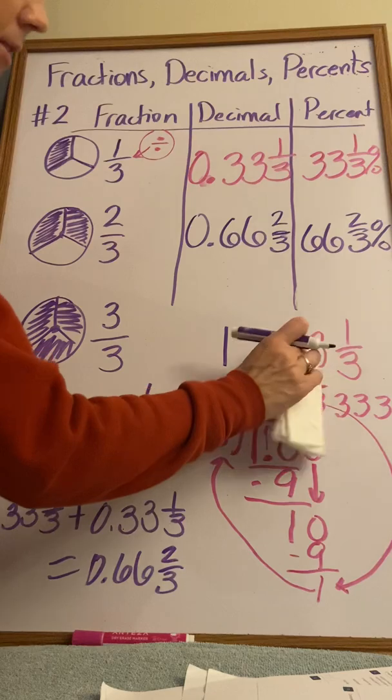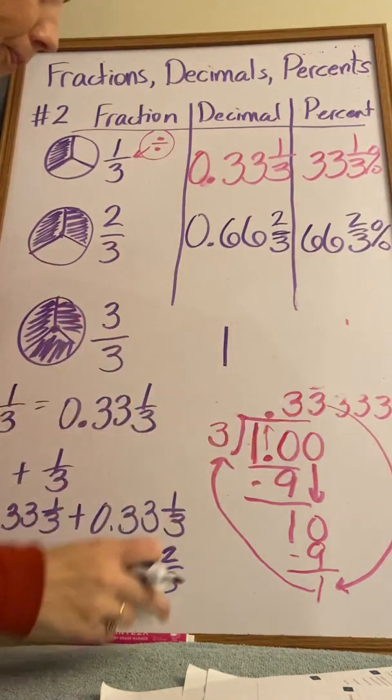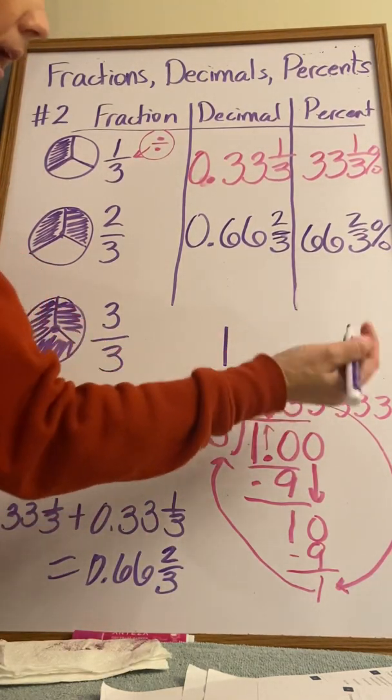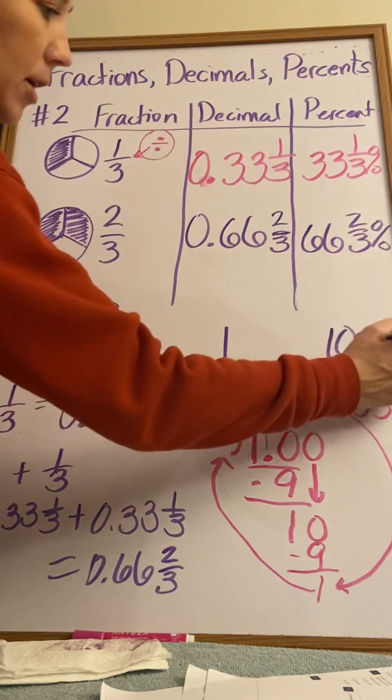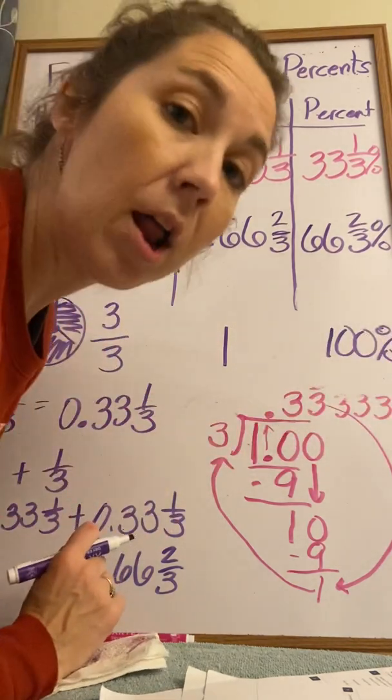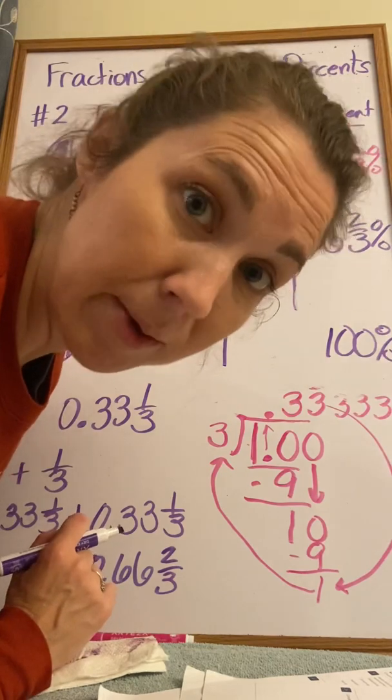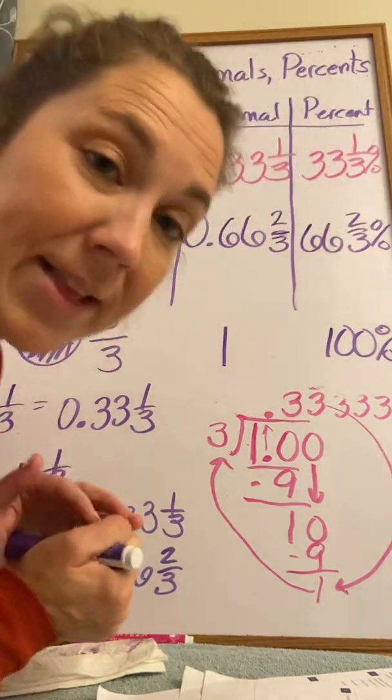And I might need to erase this. Hang on a second. Kind of got in my way there. And 1 whole out of 100 means 100%. You get all of it. So that's 100%. I'll see you on the 4ths.